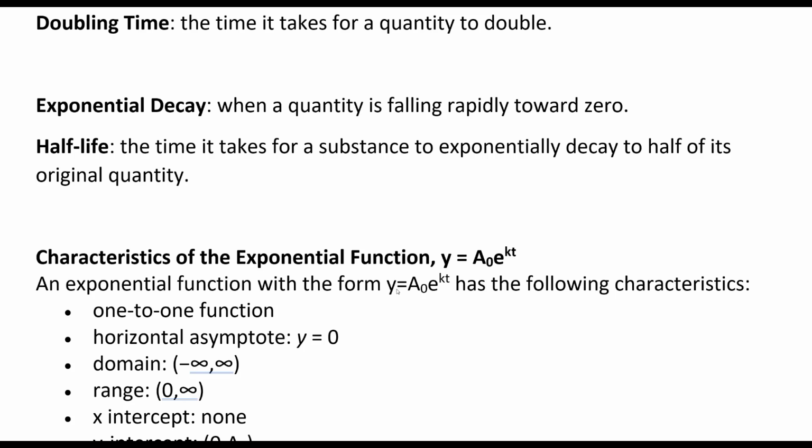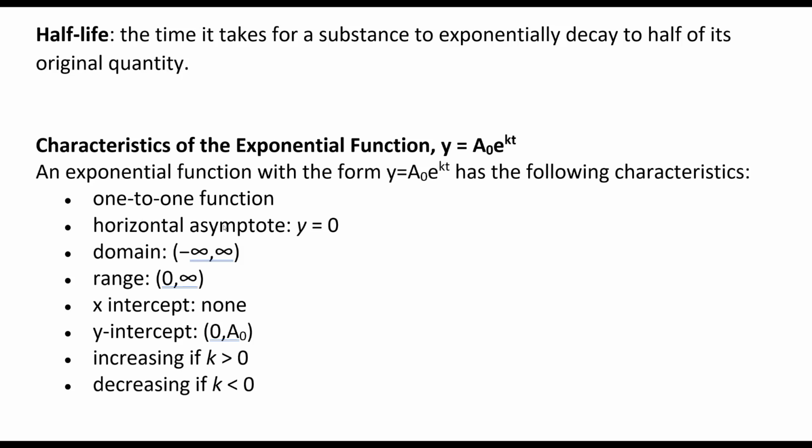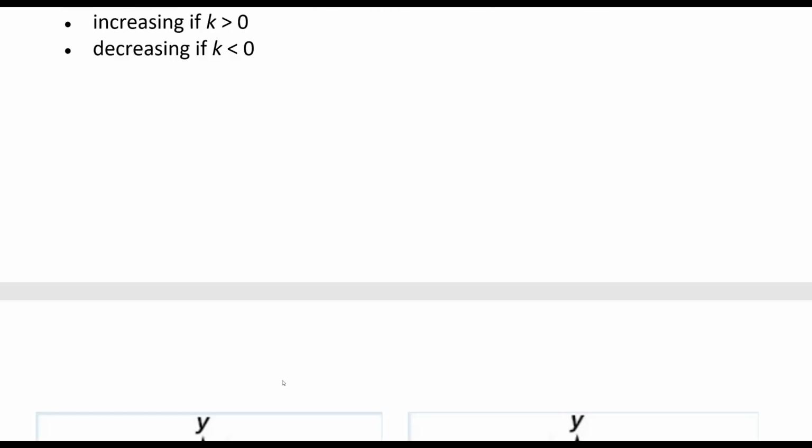So an exponential function in that form has the following characteristics. It's 1-to-1. Horizontal asymptote is y equals 0. Domain is negative infinity to infinity. The range is 0 to infinity. The x-intercept, there is not one because it doesn't hit the x-axis since it's a horizontal asymptote. Y-intercept is at 0, comma a sub 0. That'd be like an initial value. Increasing if k is greater than 0 and decreasing if k is less than 0.